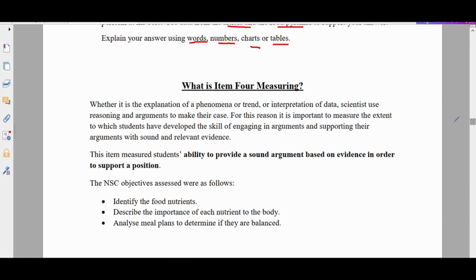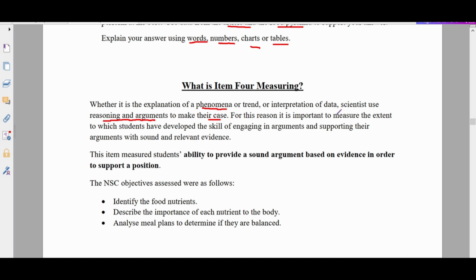All right. It says, what is the item for measuring? Now let's pay attention to this. Whether it is the explanation of a phenomena or trend or interpretation of data, scientists use reasoning and argument to make their case, right? So whether it is the explanation of a phenomena, something that is in need of explanation, or trend or interpretation of data, scientists use reasoning and argument to make their case.